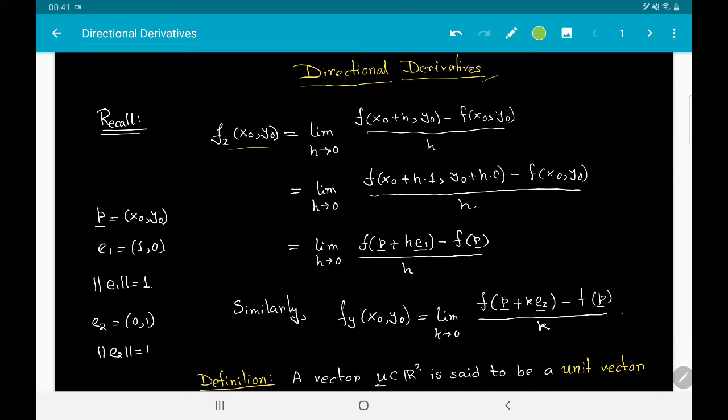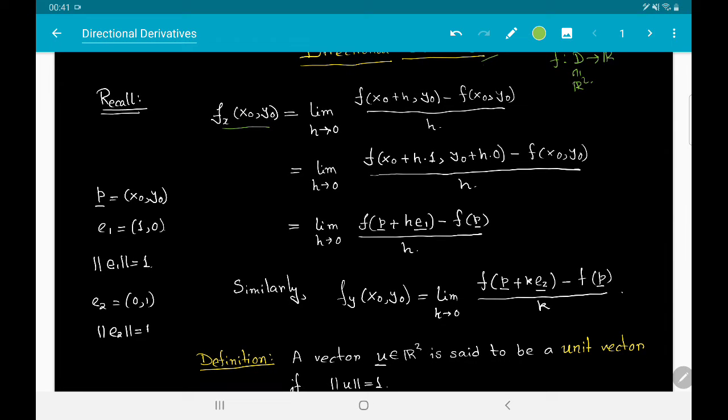It simply comes from the notion of partial derivatives. Recall that if all the conditions for a function from D to R, where D is a subset of R2, are satisfied and (x0, y0) is a point in D, we define the partial derivative of f with respect to x as this limit: the limit as h tends to 0 of f(x0 + h, y0) minus f(x0, y0), divided by h. So we try to write this expression in a somewhat different way.